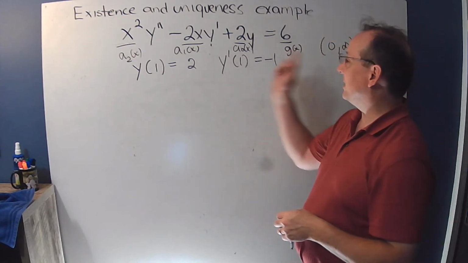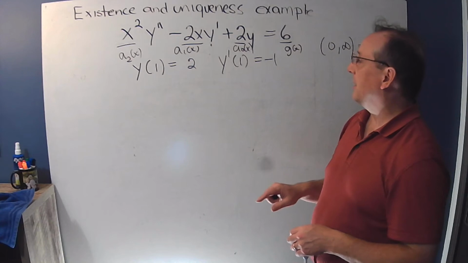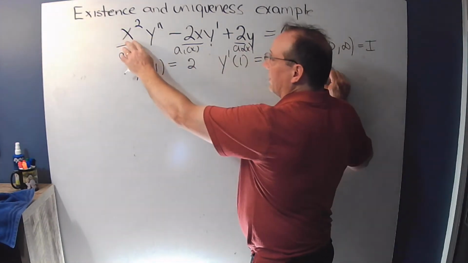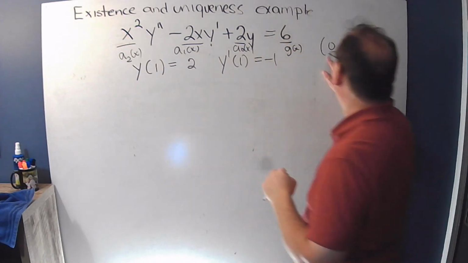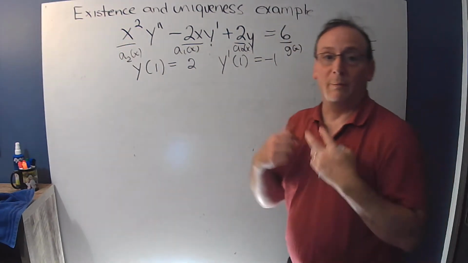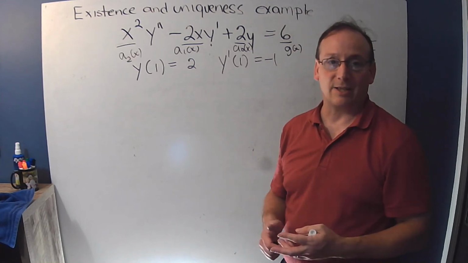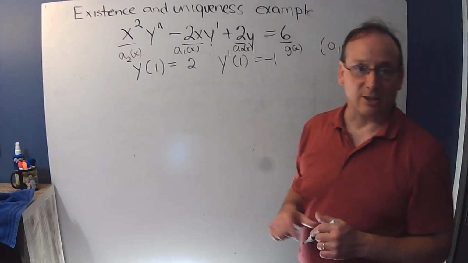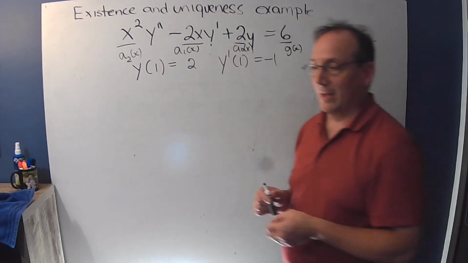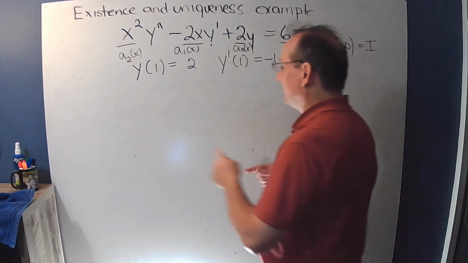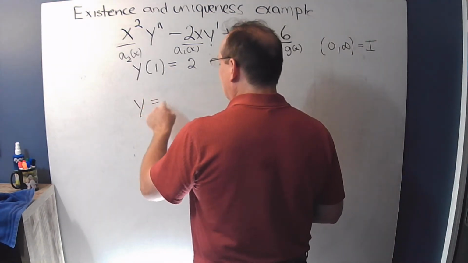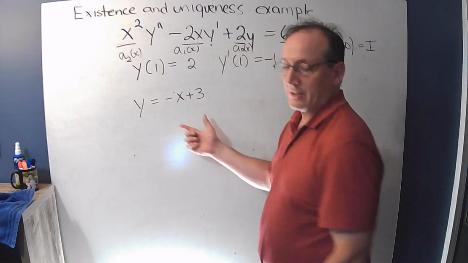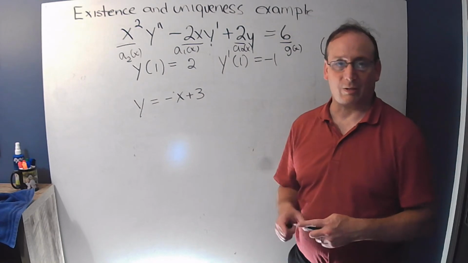So these are all continuous on this interval. In fact, the leading coefficient is not allowed to be 0, and on this interval, it's not. So we meet the criteria. The theorem says there's a unique solution to this equation, and that solution happens to be this solution right here, negative x plus 3.